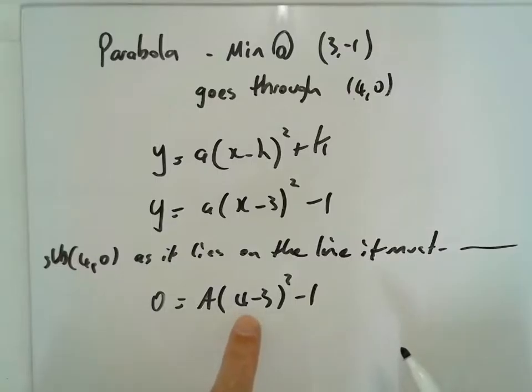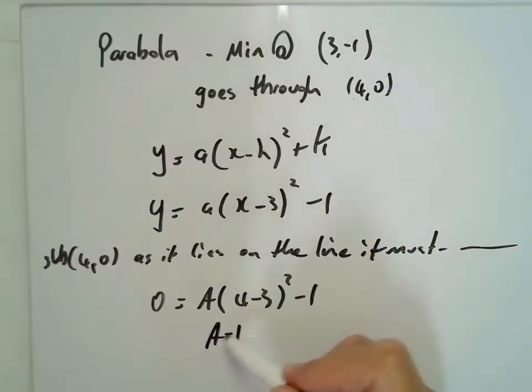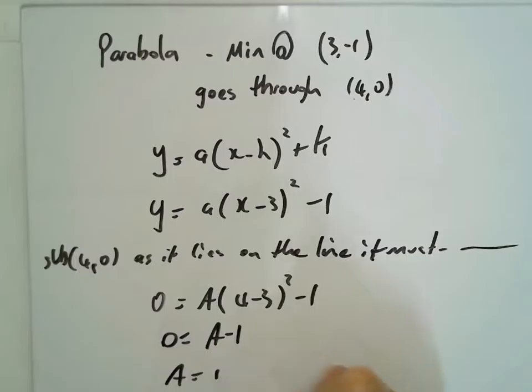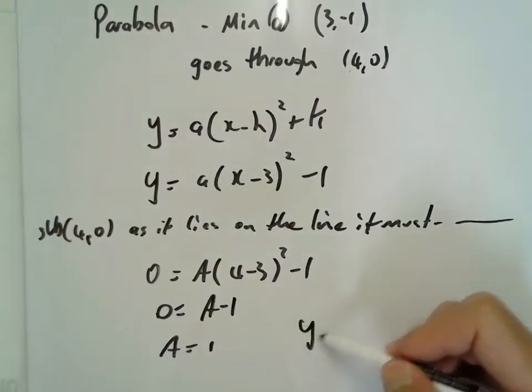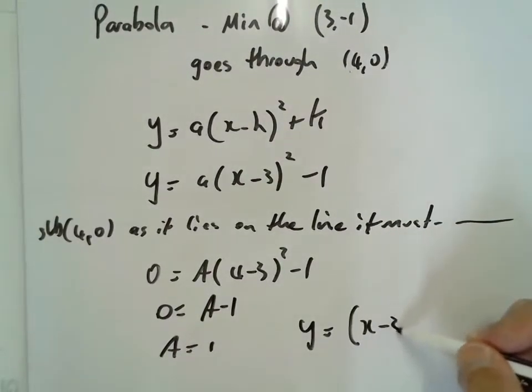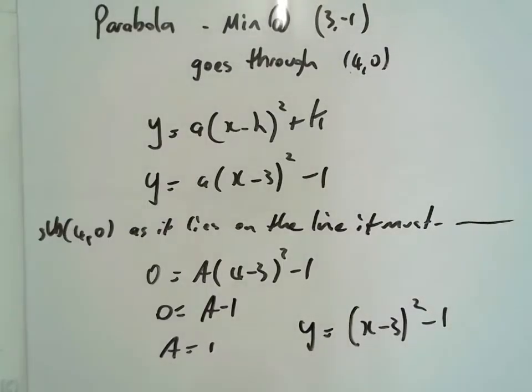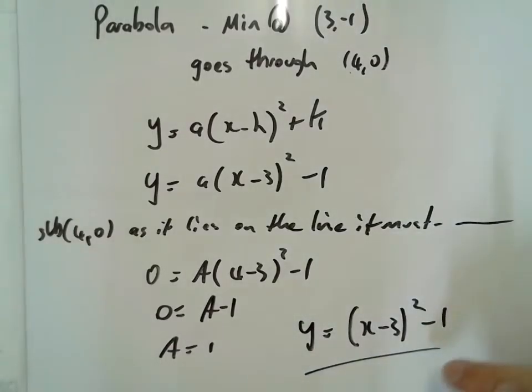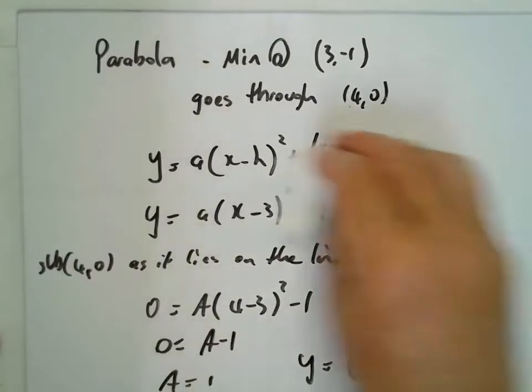4 minus 3 is 1, 1 squared, so a minus 1 equals 0, a equals 1, and y equals (x minus 3) squared minus 1. Done. Answer. Please make sure you answer the question fully. So get to the answer and go back to the question. Does it specifically say to put it in general form? Can you leave it like that? Potentially I might ask you to put it in general form where you have to expand those brackets. So make sure you don't do all that hard work and forget to answer the question.